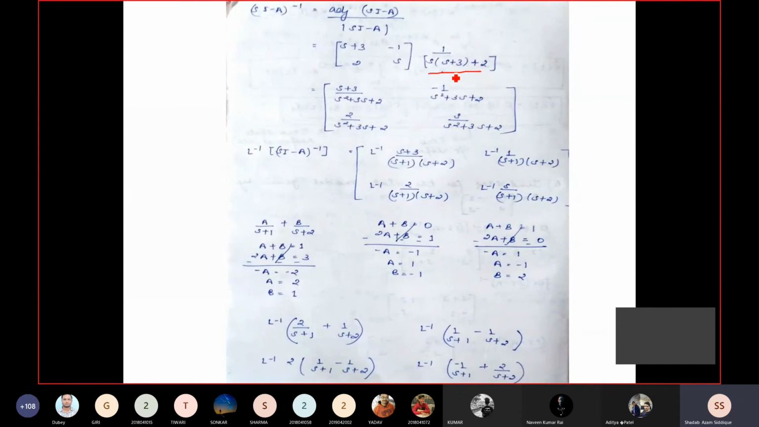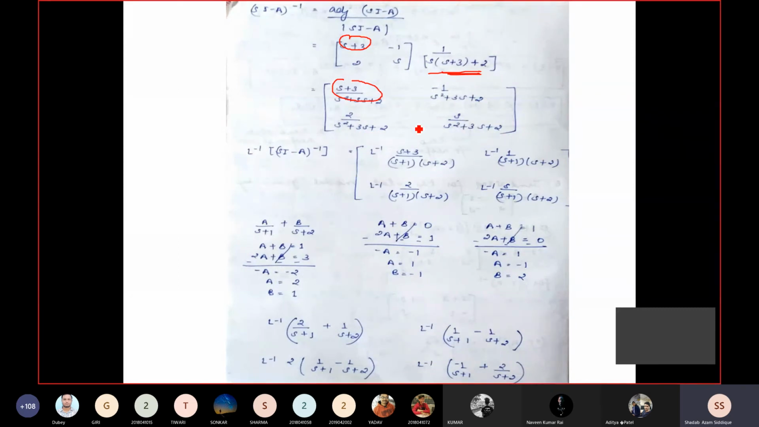So s into s plus 3 plus 2, so it will be s square plus 3s plus 2. It is multiplied with all the elements. So it is written as s plus 3 divided by s square plus 3s plus 2, minus 1 divided by s square plus 3s plus 2, 2 divided by s square plus 3s plus 2, and s divided by s square plus 3s plus 2.